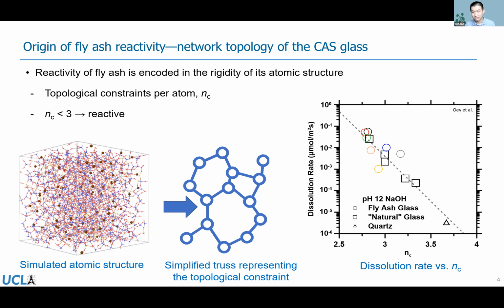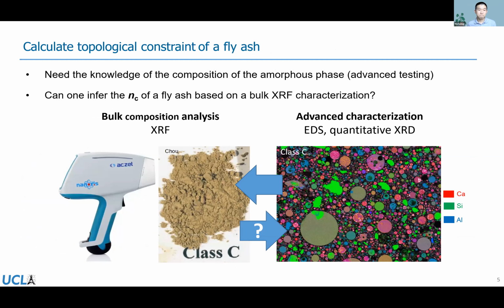And this is what you are seeing at the right side of the screen. We can find that there's a fairly robust correlation between the dissolution rate, which is a direct indication of the reactivity, versus the topological constraint. So this is great, meaning that we can potentially rely on the topological constraint to infer the reactivity of different SCMs. However, it turns out that it's fiendishly difficult to measure the information that we need to calculate the topological constraint. Even in the laboratory environment, measuring the amorphous content of SCMs is not very easy.